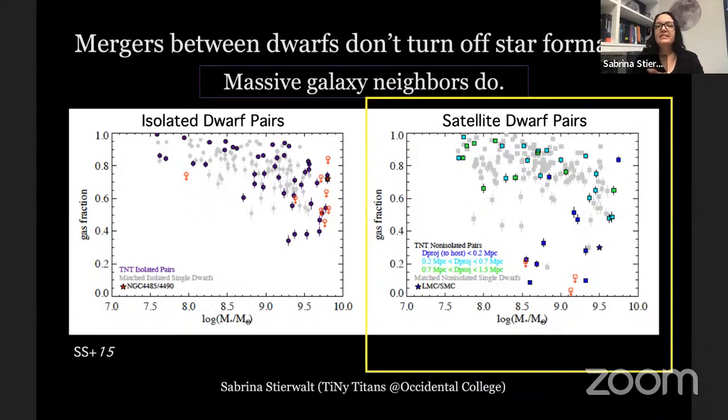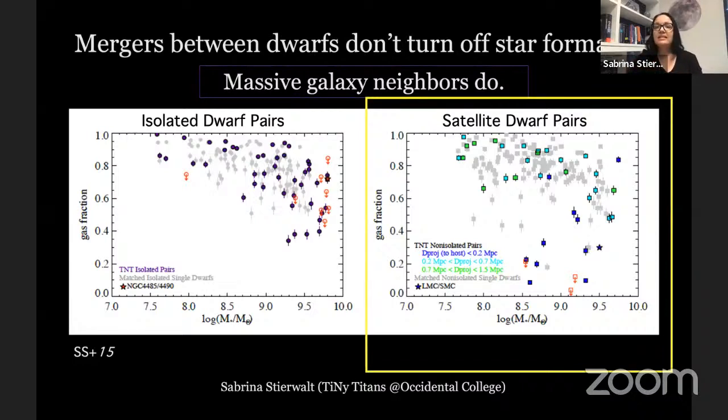But if you look on the right, this is our satellite dwarf control sample. So all the colored points are dwarf galaxies that are in pairs, but those pairs are near a massive galaxy. And so the gray points are their matches that are not in pairs, but are near a massive galaxy. So that's our comparison point. And you can see that, again, most of the colored points are intermixed with the gray points, meaning that whether you're in a pair or not doesn't change your gas fraction, except we only start to see this lower gas fraction when we look at these dark blue points. So what are the dark blue points? Well, those are the pairs of dwarf galaxies that are very close to their massive host, so within about 200 kiloparsecs.